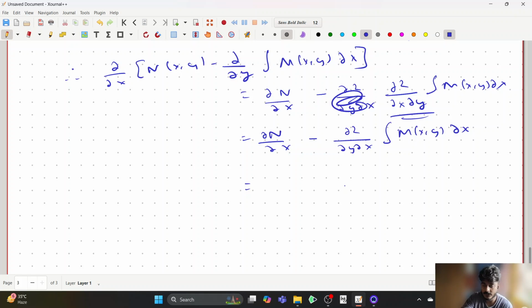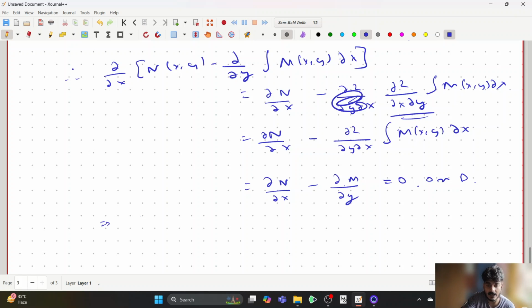And then you have the partial derivative with respect to y. So this is equal to del n by del x minus del m by del y. And since you are given that del n by del x is equal to del m by del y, it is equal to 0. It is equal to 0 on D. Fine.